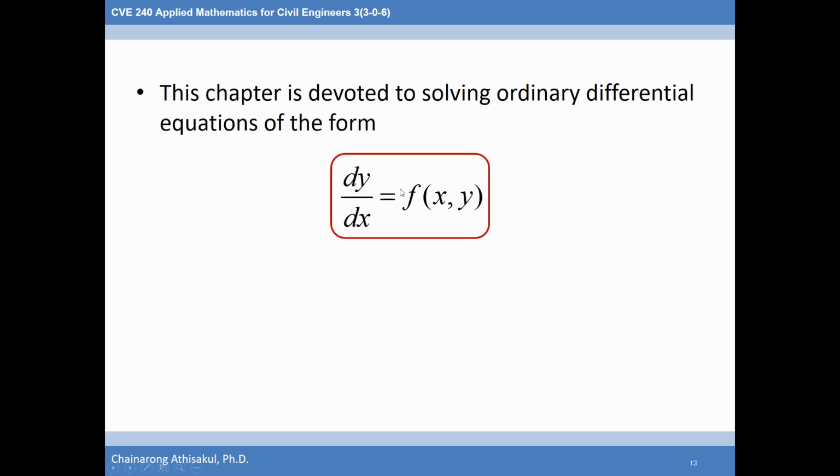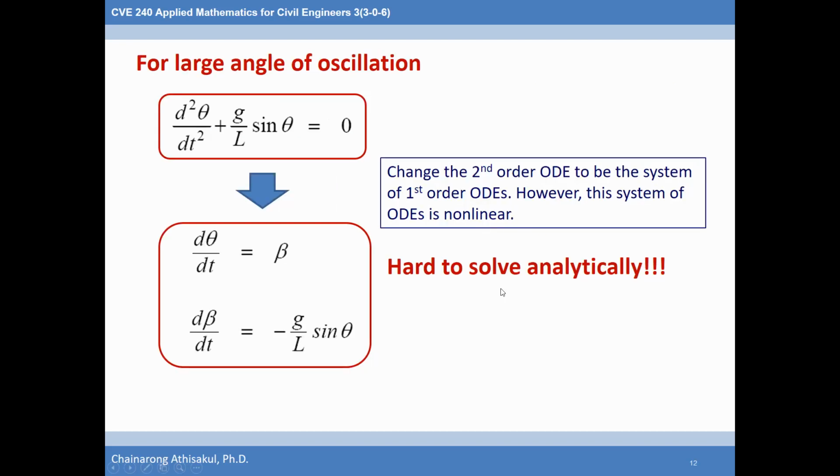In this chapter, we will focus on solving ordinary differential equations in this form: dy by dx equals f(x, y). If we go back to here, it should be in this form, right? It is d theta by dt equals beta. So it is the same type of equation, the same form, dy by dx equals f(x, y).